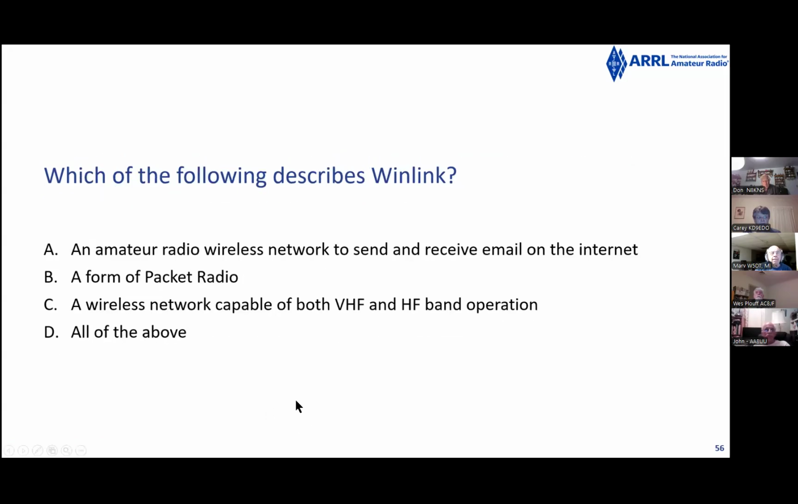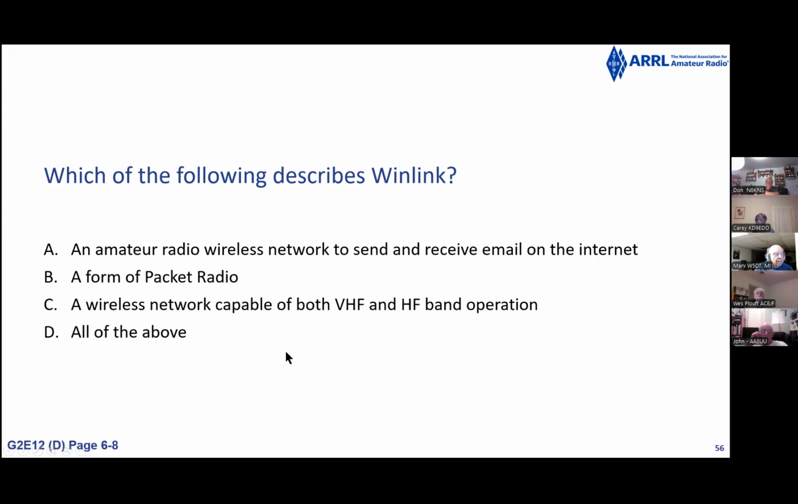Anyway, which of the following describes WinLink? A, amateur radio wireless network to send and receive email on the internet. B, a form of packet radio. C, a wireless network capable of both VHF and HF band operation. Or D, all of the above. That's right, it's D, all of the above. It uses radio and can forward messages between radio links and the internet.